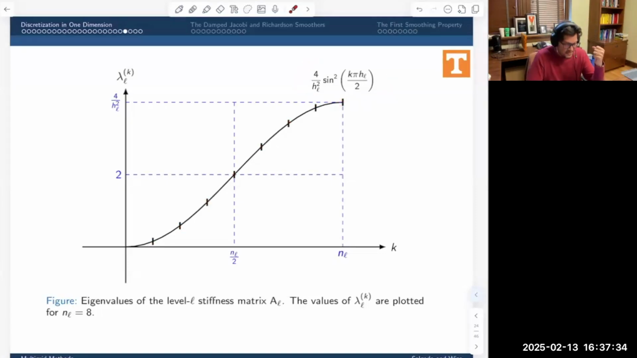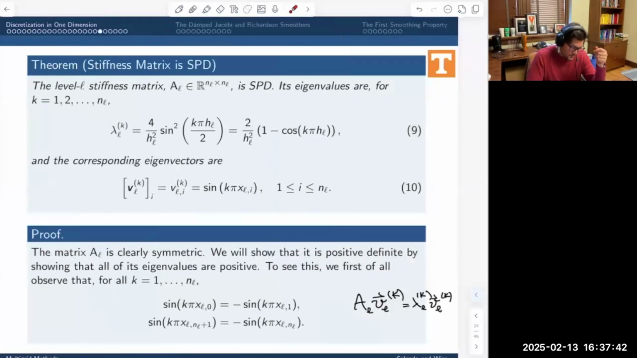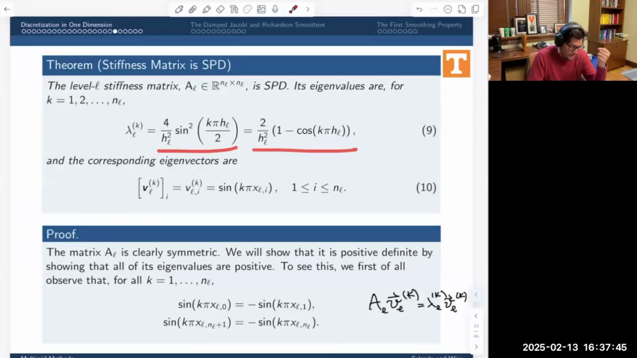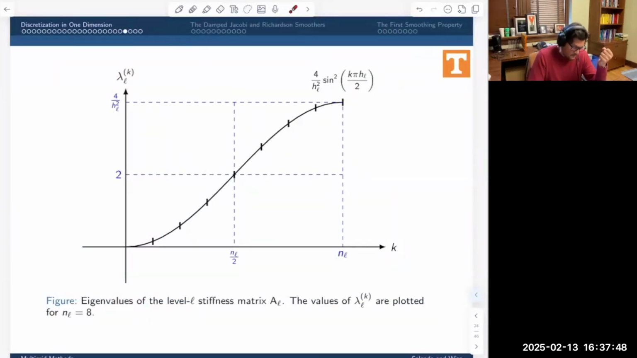You can either write this as a sine squared function or 1 minus a cosine function. They differ only by a factor of 2, right? So either I could plot it like that or that. And they're exactly the same functions, and I get exactly 8 eigenvalues. And I can see right away that these eigenvalues are between the values 4 over HL squared on top, and they go as low as almost hitting 0, but not quite 0, right? So they get close to 0, but this one is definitely not 0. It's definitely positive, so all the eigenvalues are positive.